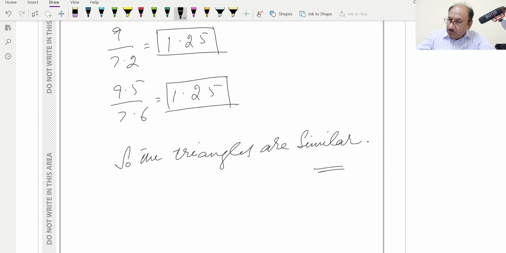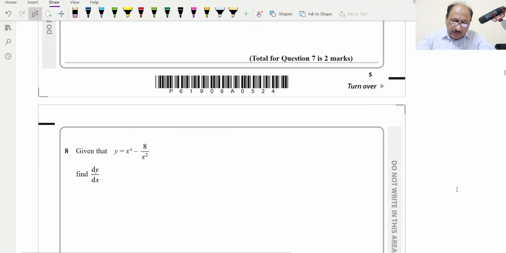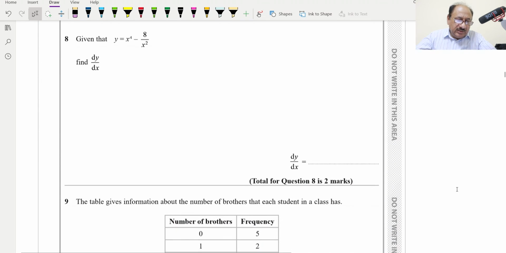Done. So next question, this was a 3 mark question, basically 2 marks. Okay, question number 8. Given that y is equal to this expression, find the derivative. So dy by dx we have to find, the first order derivative.